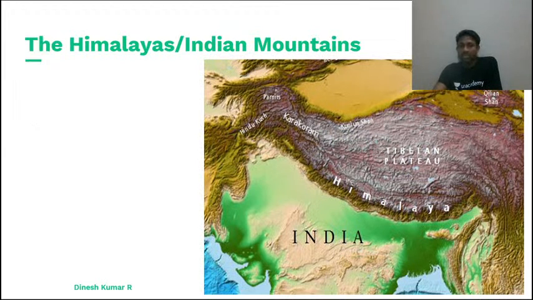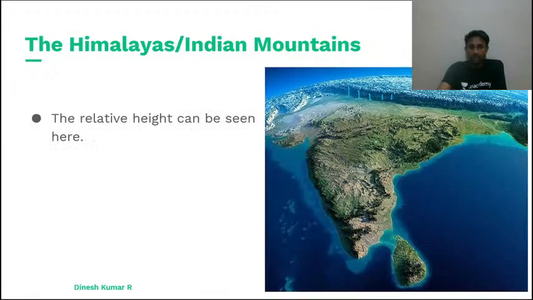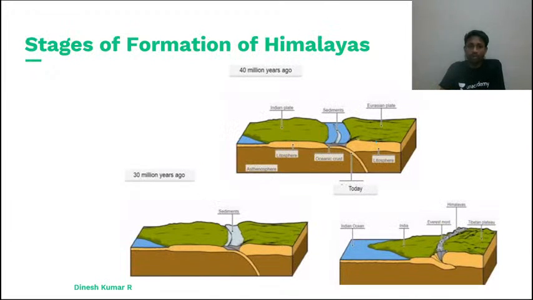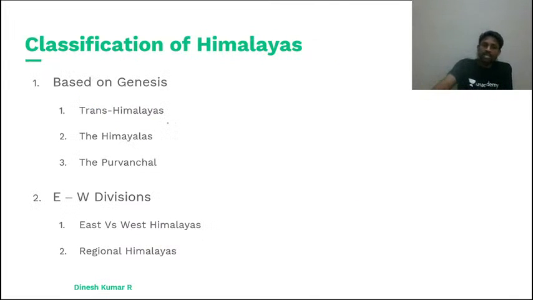So let us see what we have to study under Indian mountains. First, you have to understand their formation, how they are formed: plate tectonics, geosyncline, all these concepts. Then you have to understand their division. You have to understand two types of division, that is how we classify and learn Himalaya. First we divide them based on their genesis. Genesis means its origin, how it was formed.